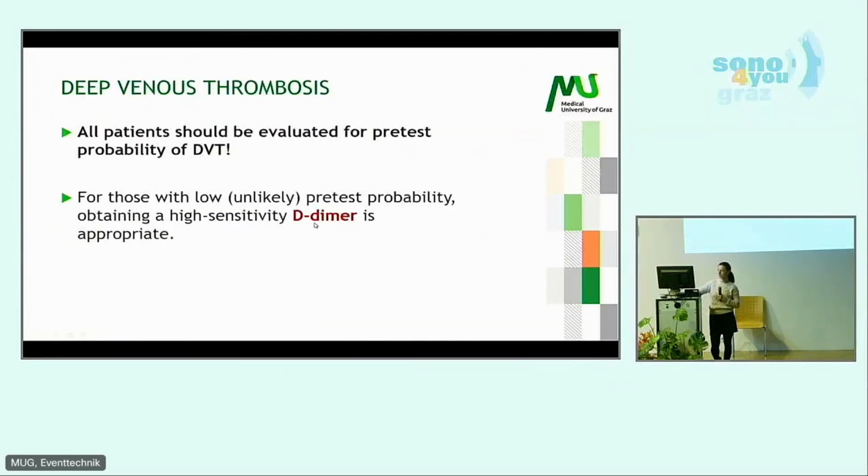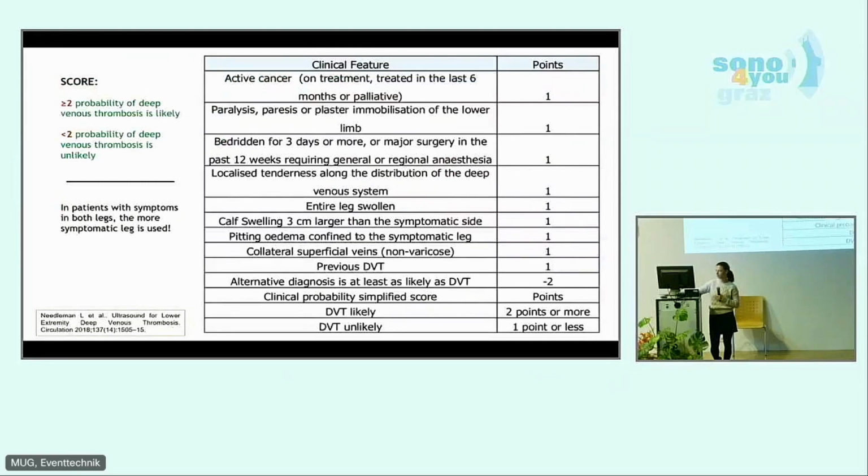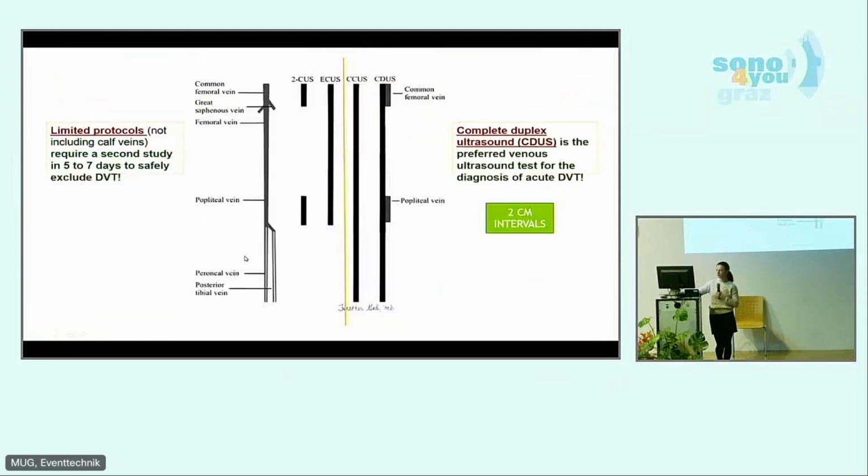So I'm going to do this: high sensitivity D-dimer values. Okay? Then we are doing further findings. There are 2 things that we can do. When you have all the time in the world, 1 hour for instance, we do the complete duplex ultrasound, because it is the preferred venous ultrasound test for the diagnosis of acute deep venous thrombosis.